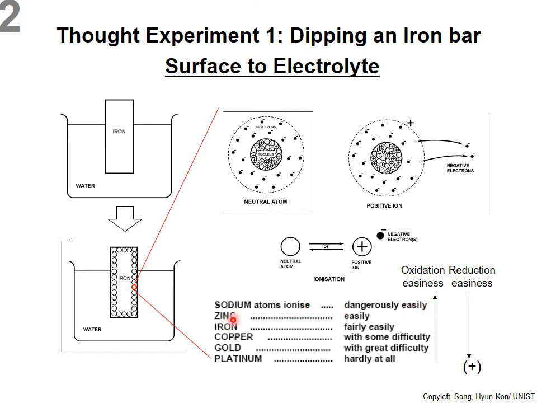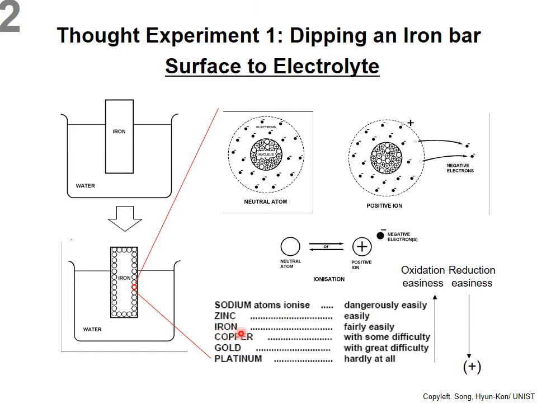Let's go to the second one, zinc. Zinc atoms ionize easily. It means zinc could be used as a material for batteries. Zinc atoms ionize less easily than sodium, but zinc atoms ionize very easily when compared with other atoms or molecules.